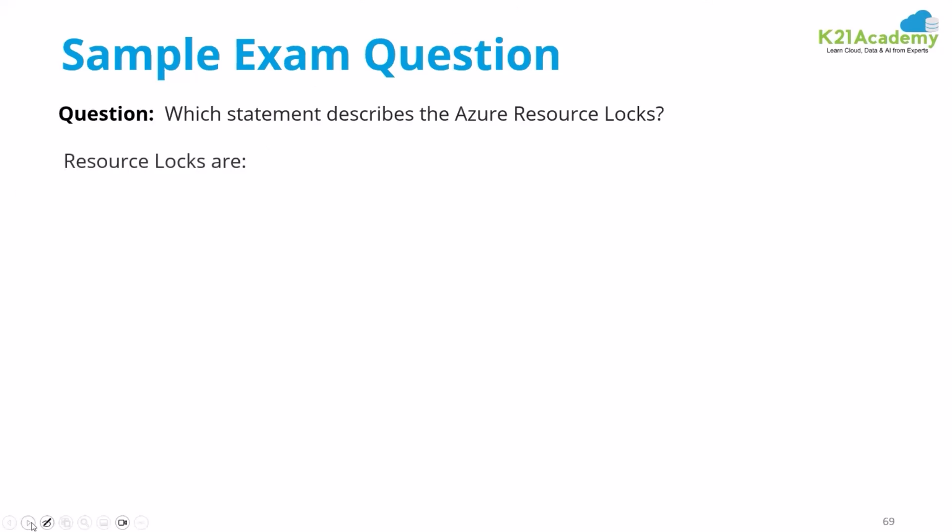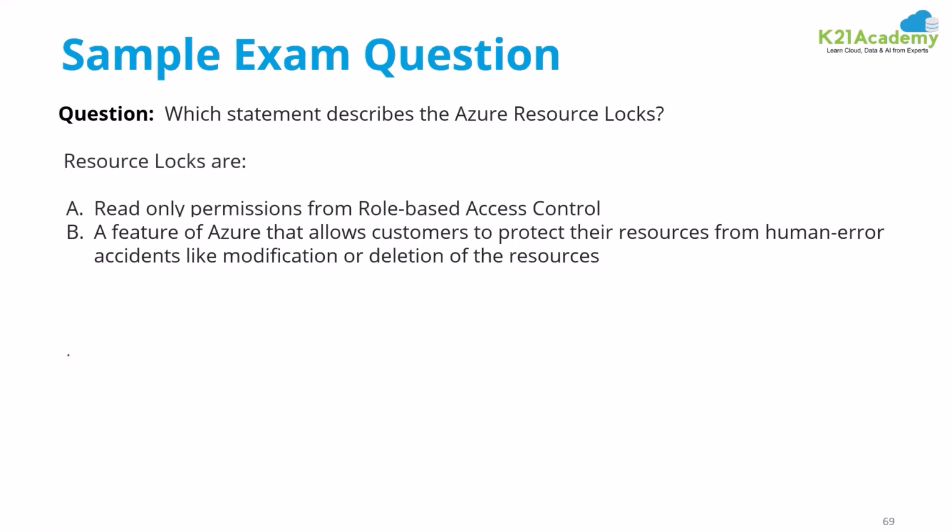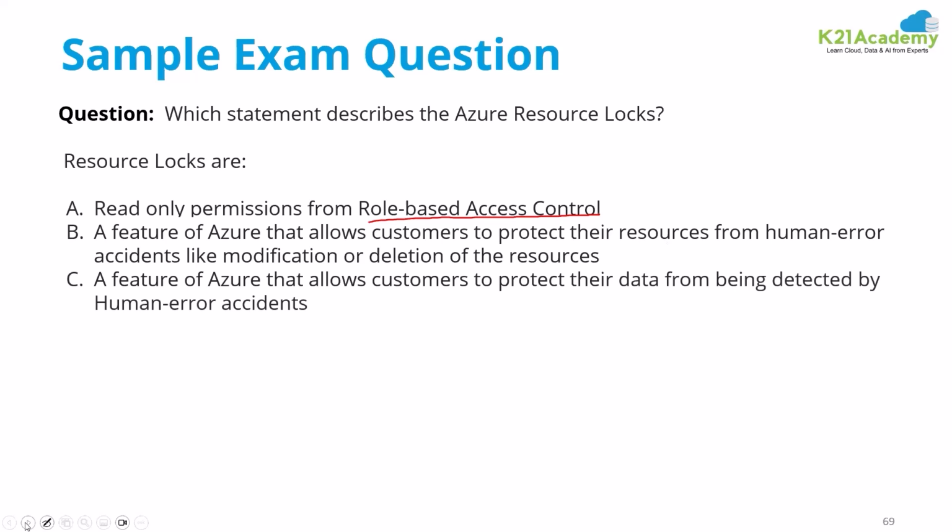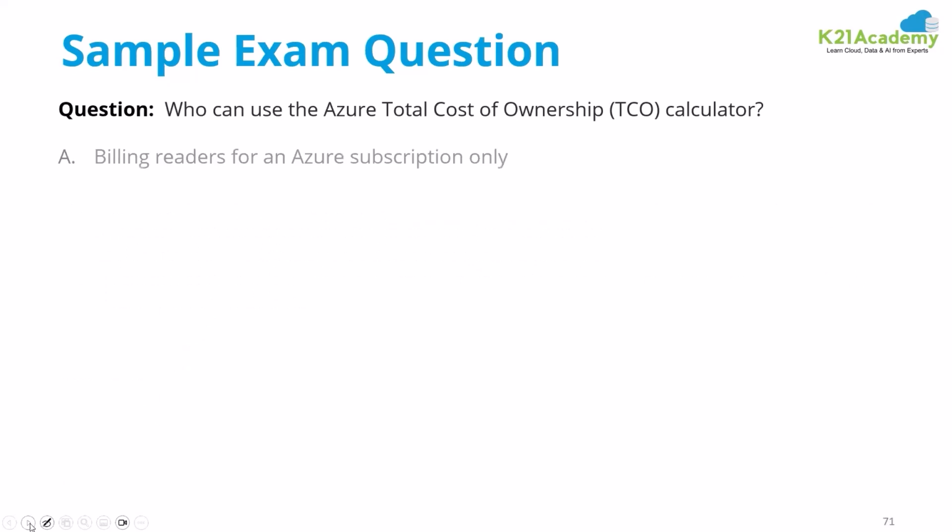Which statements describe Azure locks? Tell me guys, which statement? Statement A or statement B? Read-only permissions from Azure-based RBAC, role-based access control, a feature of Azure that allows customers to protect their resources from human error, accidental modification, and deletion of the resources. So there are other options also, but the correct answer is B. Correct answer is B.